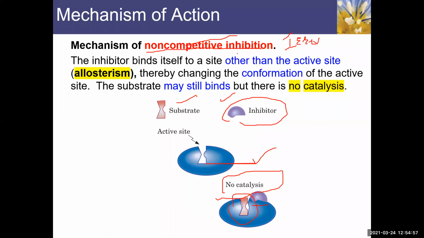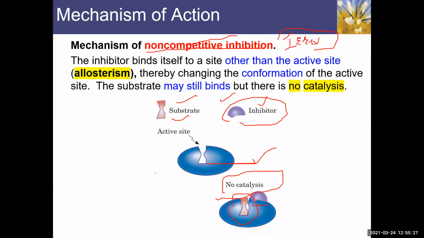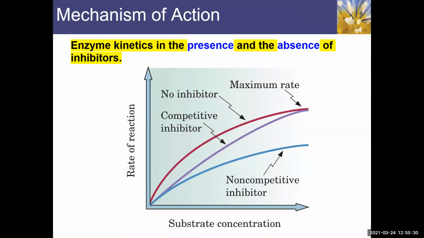So that is why even if you increase the substrate concentration, it is not going to reverse it. There's no similarity between the inhibitor and the substrate, so it's not going to be reversed. While in the earlier one, the competitive one, it was reversible, because there the substrate and the inhibitor were similar in shape. Is it clear to everyone?